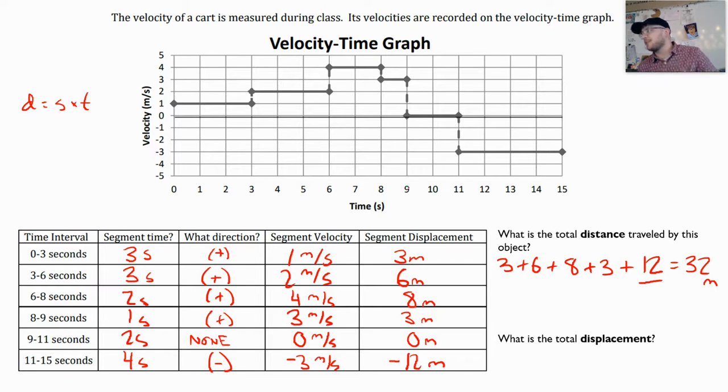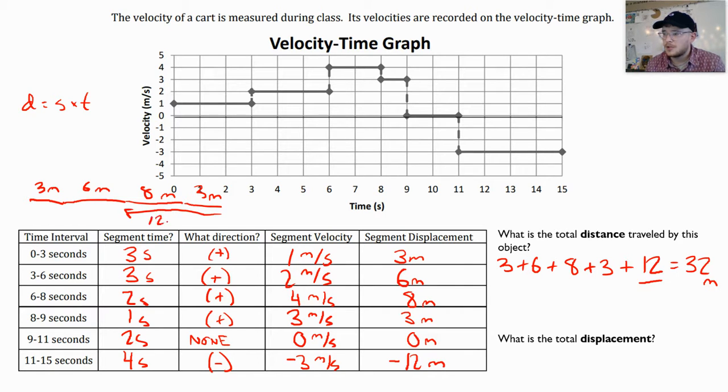What is the total displacement, though? Okay, well, displacement, this is where we've got to factor in how far we are from where we started. So think about it this way. We went 3 meters forward, and then another 6 meters forward, and then 8 meters forward, and then 3 meters forward, and then 0 meters forward, and then we went backward 12 meters.